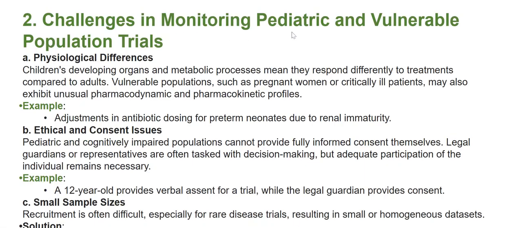Now, the challenges in monitoring pediatric and vulnerable population trials. In spite of the order, we'll start with the physiological differences, as children's developing organs and metabolic processes mean they respond differently to treatments compared to adults. So, in comparison to adults, the response to the study medication, or IP, the investigational product, or SM for study medication, is different in children due to developing organs and metabolic processes.